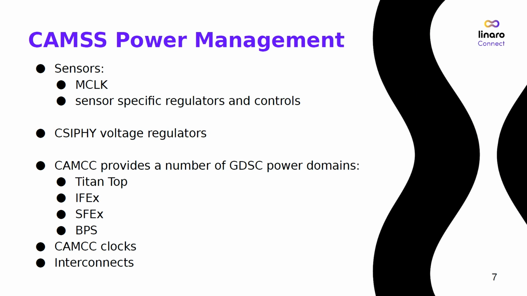CSI voltage regulators, that's another story. Most control of CAMSS components is done by power domains provided by CAMSS, GDSC power domains. There is a number of them, clocks and interconnects. But the CSI PHY requires external voltage regulators, a set of them, and they are, again, very unusual. So commonly you cannot power just one CSI PHY. There is one regulator for a number of CSI PHYs, at least on modern SoCs. There is still some discussion about how to describe it properly in the hardware description in device trees.